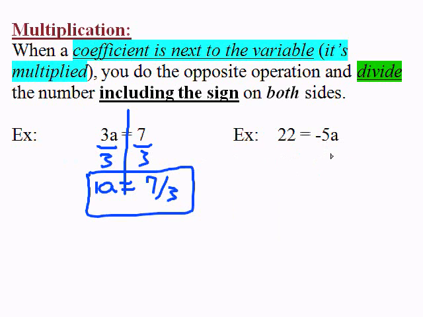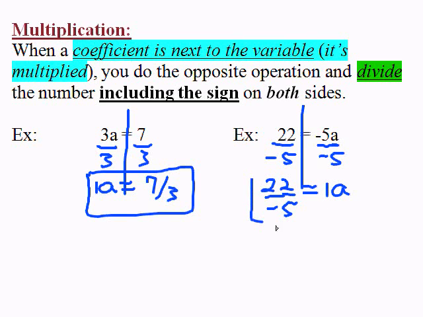22 equals negative 5a. Again, all you want is the a. Notice the negative 5 is being multiplied by the a, so we divide both sides by negative 5. Leaving us with 22 over negative 5 equals negative 5 over negative 5. That leaves us with 1a. You do not have to write the 1 if you do not want to. And our final answer is 22 over negative 5.